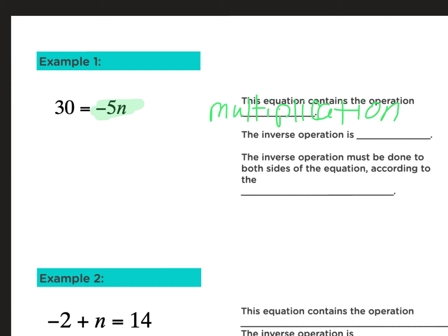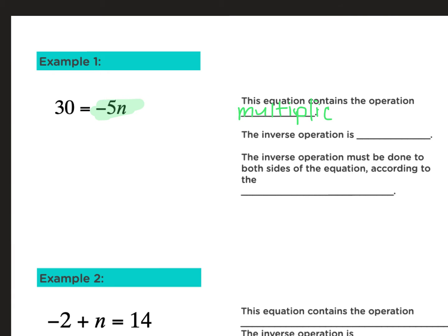Y'all, can I ask a question? I would love for you to ask a question. You're telling me that I can look at this problem and assess it and say whatever n is, if I multiply it by -5, it should equal 30. That is correct, and we're actually going to prove it in just a second too, sir. Yes.